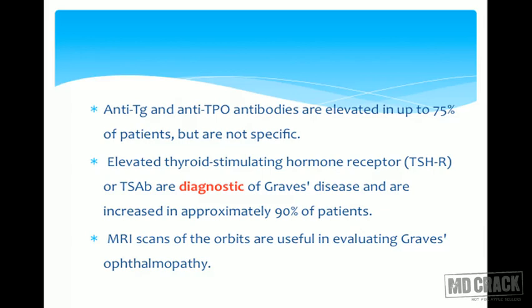Elevated thyroid stimulating hormone receptor antibodies, or TRAbs, are diagnostic of Graves' disease and are increased in approximately 90% of patients. So this is a very important statement. If you are asked which of the following tests will give you a diagnosis of Graves' disease, then it is the elevated thyroid stimulating hormone receptor antibodies. Next, we have the MRI scan, which will be helpful in imaging patients with thyroid ophthalmopathy.